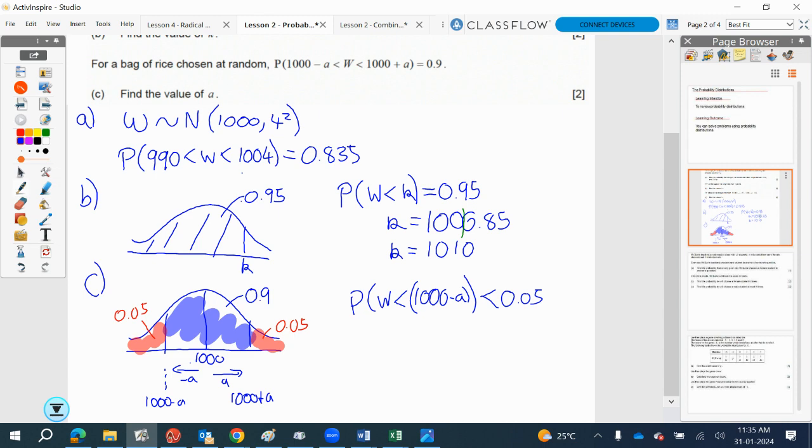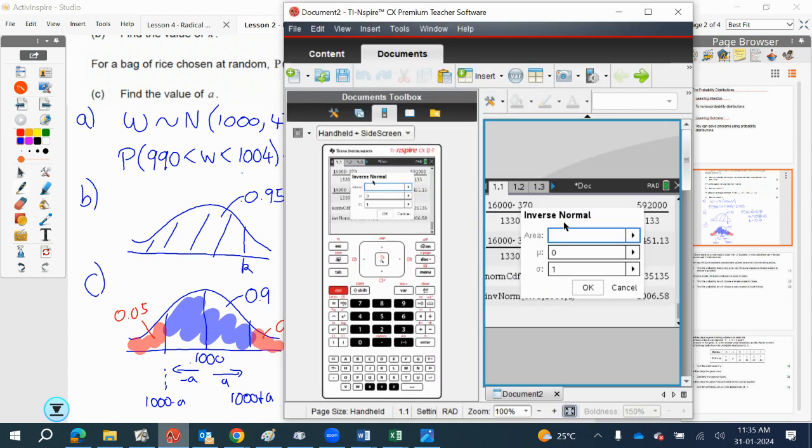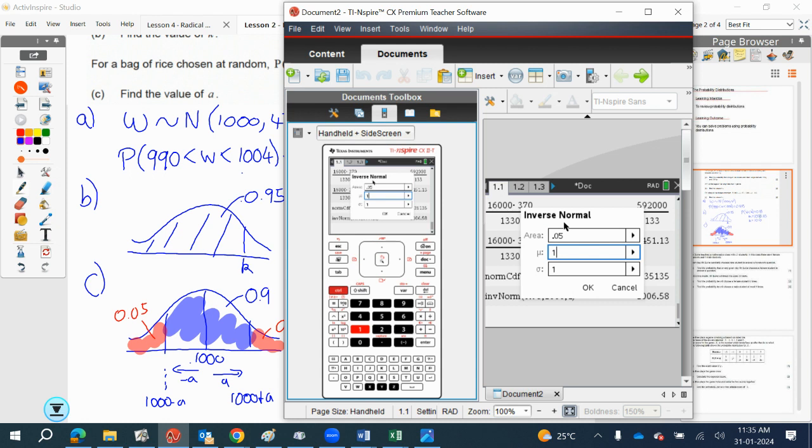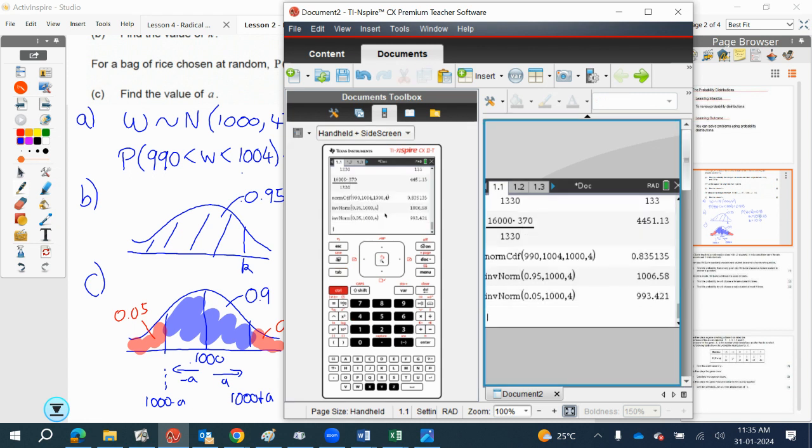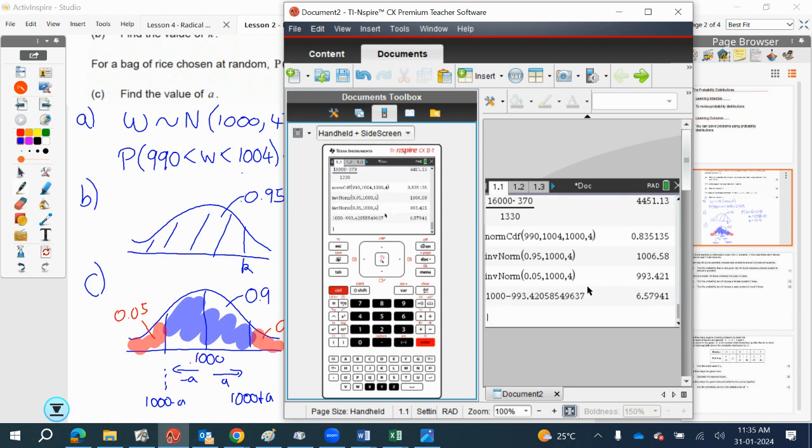All right, let me do the question on the board. Let me finish this question up. Okay, so we need an area of 0.05. We've got our mean of 1,000 and we have our standard deviation, I've forgotten, what was it, 4? This gives us this value. If we take 1,000 and we subtract that number, we get 6.58.